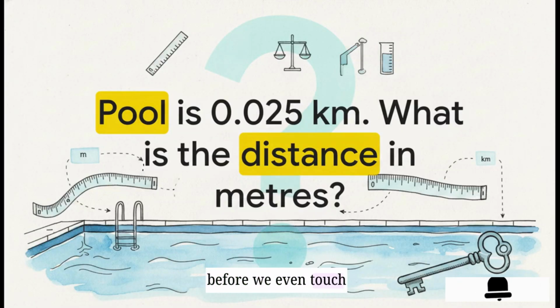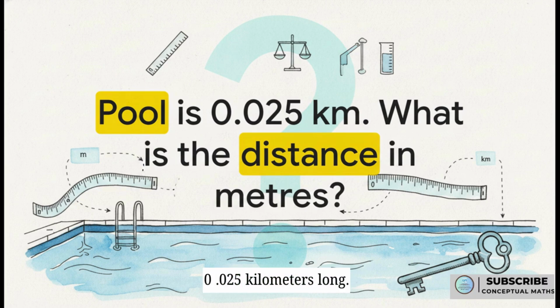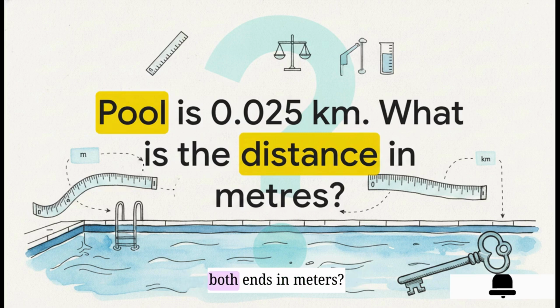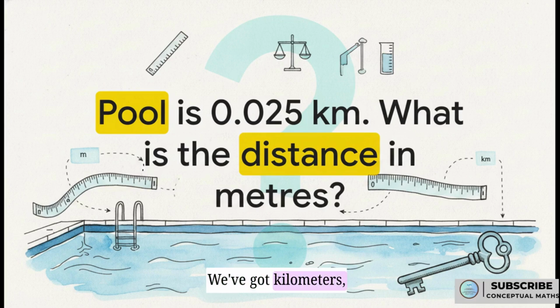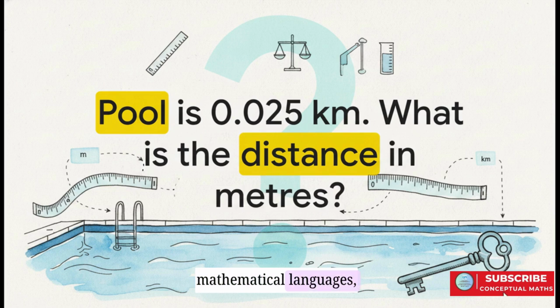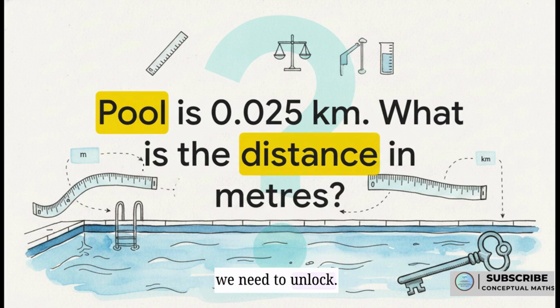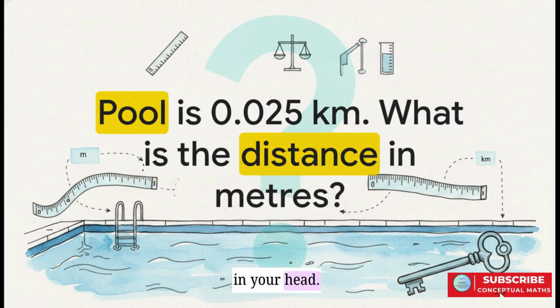But before we even touch a formula, I want you to picture this real-world scenario. Imagine a swimming pool that's 0.025 kilometers long. What's the distance between both ends in meters? Sounds a bit tricky, right? The core issue here is that our units don't match. We've got kilometers, but the question actually demands meters. We can't solve it just yet because it's like we're speaking two completely different mathematical languages, creating a mystery we need to unlock. But keep this pool in the back of your mind. By the end of this session, you're going to be able to solve this right in your head.